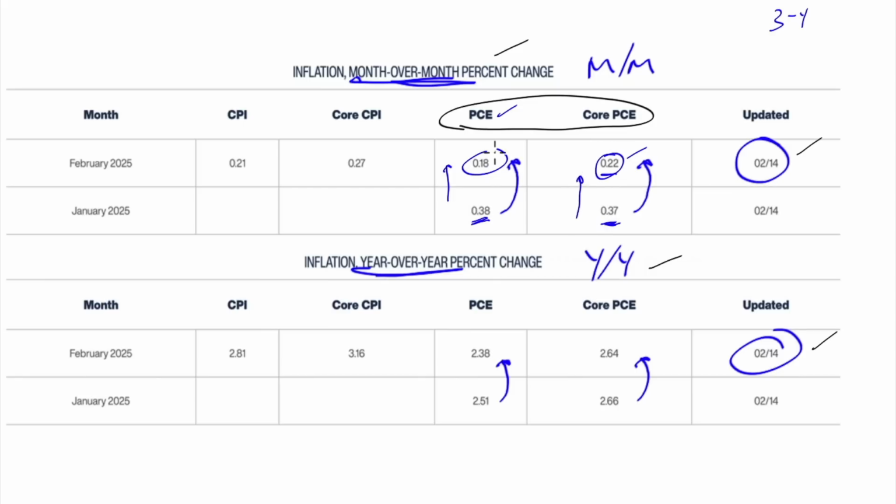Again, let's keep in mind these are forecasts. These are not in the history books. This is all history right here, but these are forecasts. Looking at the year-over-year change, 2.51 was the January read, expecting 2.38 for the February reading, working its way towards 2, down from 2.51. And the core, 2.66, 2.64, nothing really much there, but they are targeting the headline, and it is moving in the right direction.